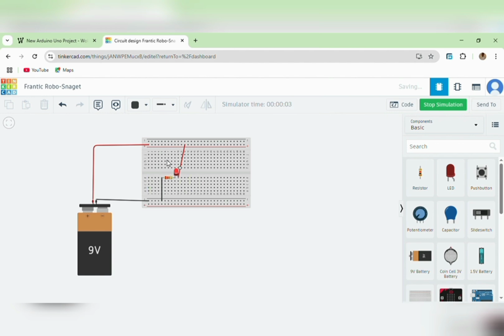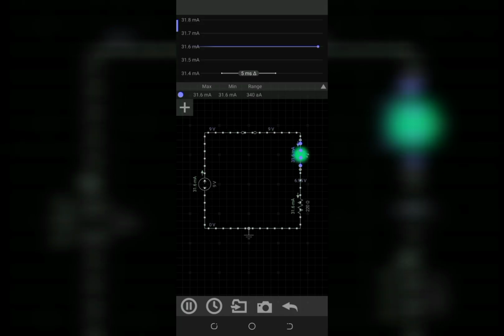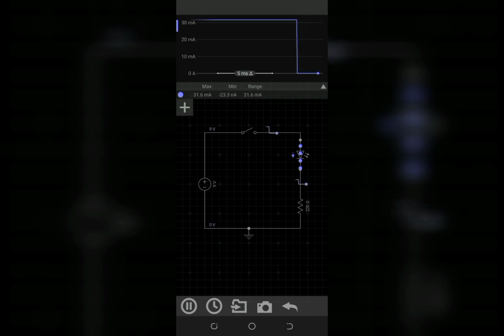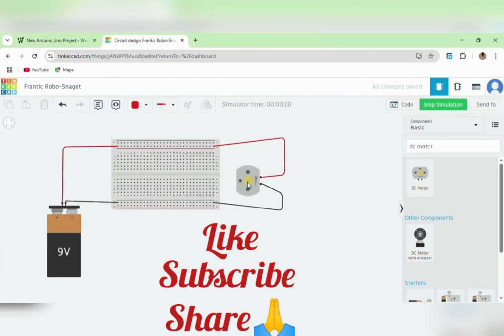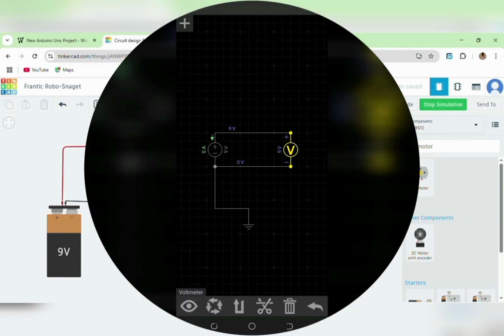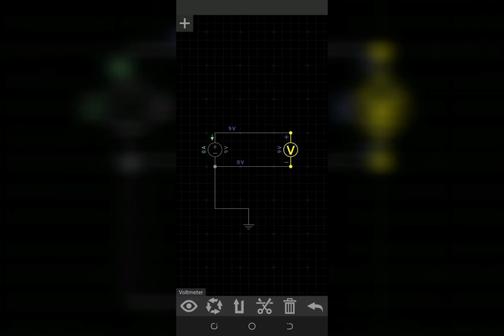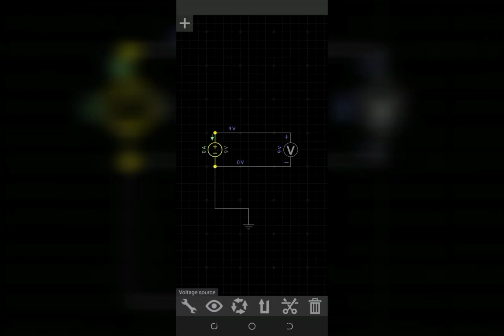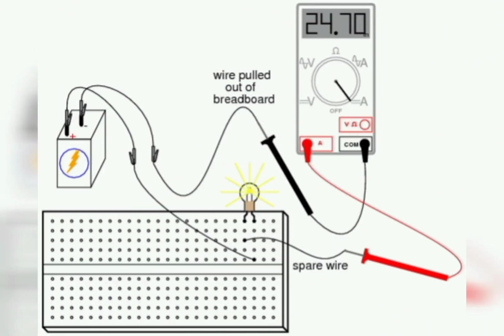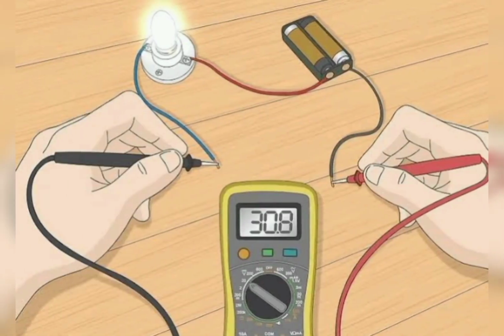Electricity is not a buzzword. It's the movement of electric charges, mostly electrons, through a material. This movement, called electric current, is what powers everything from motors to microchips. Voltage is measured in volts. The higher the voltage, the more energy each charge carries. Current is measured in amps. It tells how many charges are moving past a point every second.